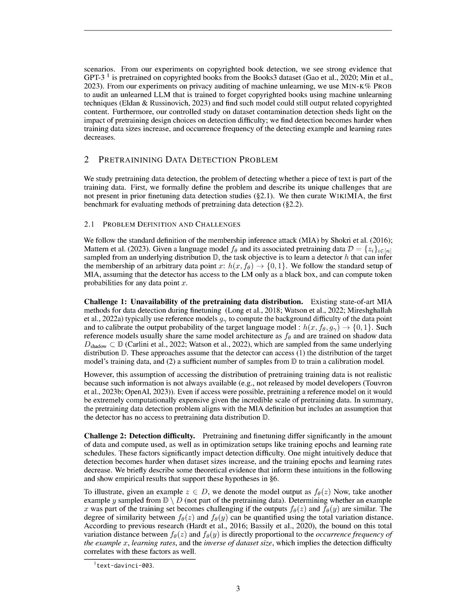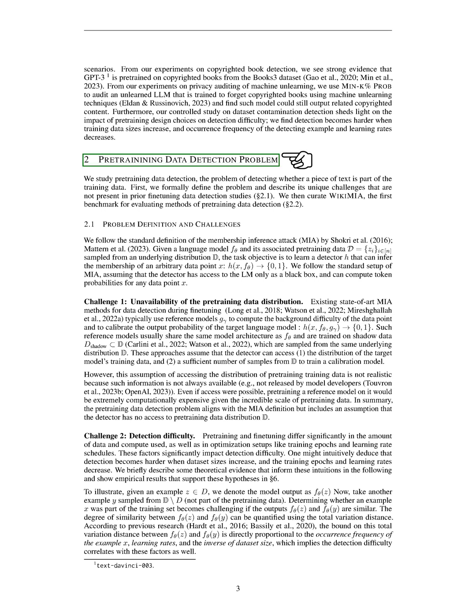MINK%PROB is a reference-free method that computes the average probabilities of outlier tokens, and it outperforms existing methods in detecting the pre-training data. The authors also demonstrate the applicability of their method in detecting copyrighted books, privacy auditing of LLMs, and dataset contamination detection.